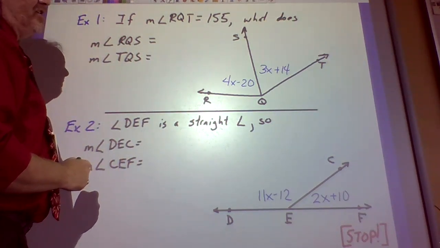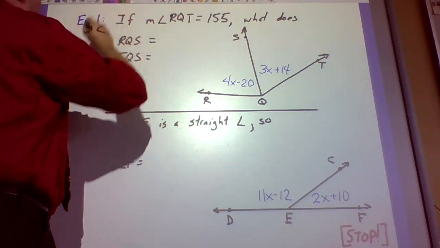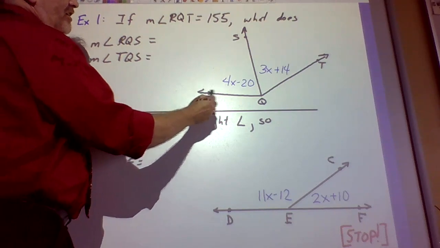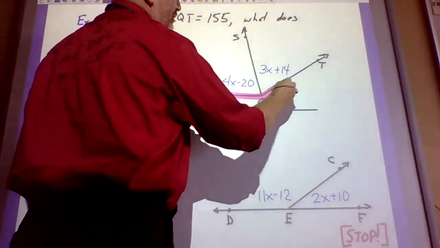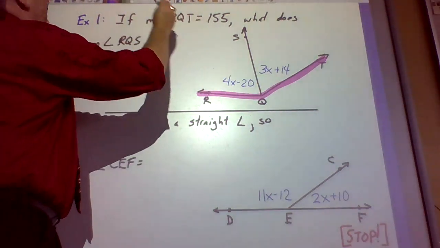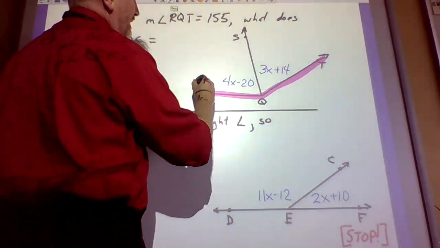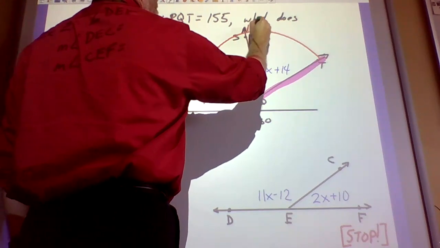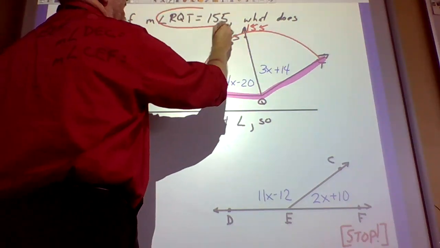So let's see, RQT, let's highlight that so we know what we're talking about. I like to highlight things in yellow, but it might have been hard to see. So let's do that. RQT, that's the overall angle. RQT, that guy right there is 155. So I'm going to put that on my drawing. So from here all the way over to there is 155 degrees. How did you know that, Mr. Metcalfe? They told me. They told me in the directions.